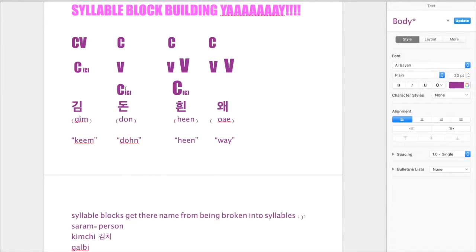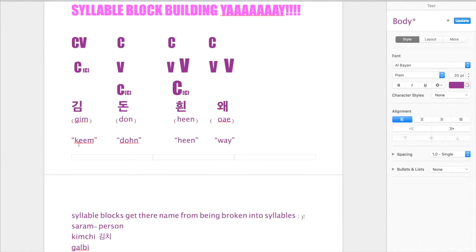So consonant, vowel, consonant we have right here. T-O-N, C-V-C. So next one, consonant, vowel, vowel, consonant: H, vowel, vowel, E, consonant, N. So hin, and the way you say it is the same as it's Romanized. And lastly, we have consonant, vowel, vowel. So we have the placeholder, o and e, which was we, right here. If you remember, that means like why.